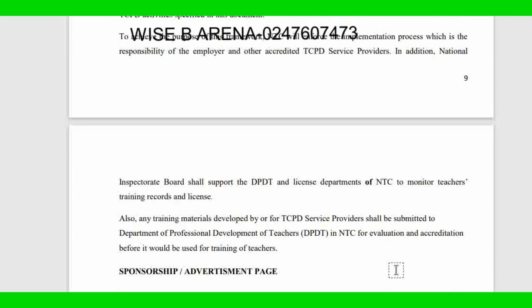In addition, the National Inspectorate Board shall support the DPDT and License Department of NTC to monitor teachers' training records and license. So our training records will be tracked and monitored. Also, any training materials developed by or for TCPD service providers shall be submitted to the Department of Professional Development of Teachers in NTC for evaluation and accreditation before it will be used for training of teachers.